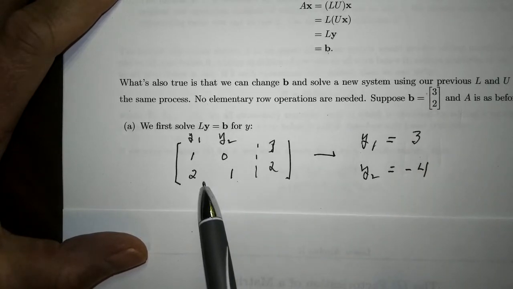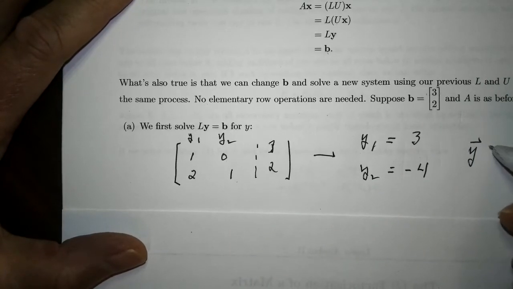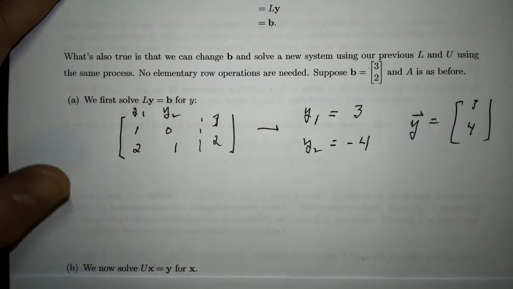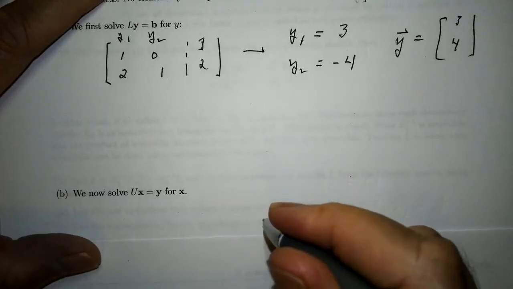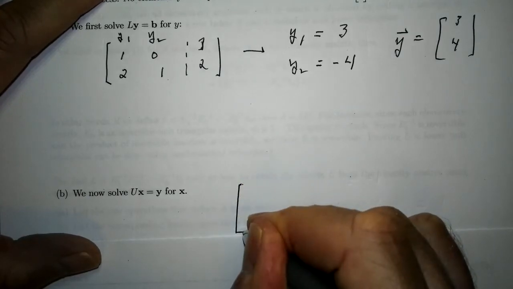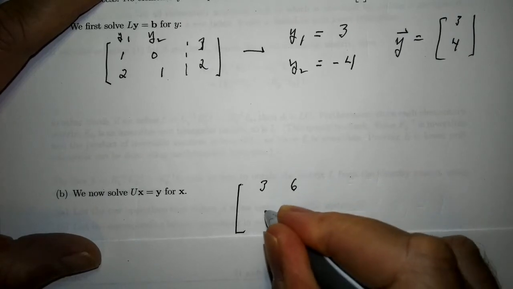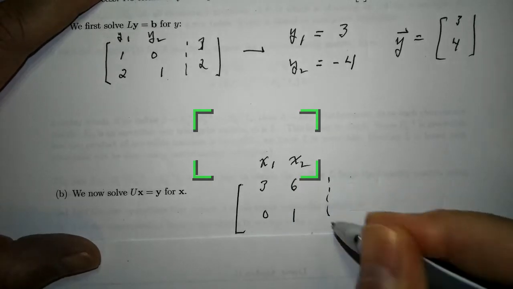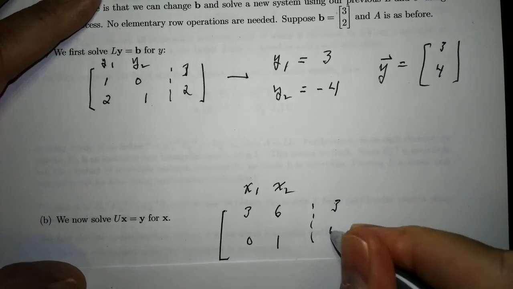Okay, 2y1 plus y2 has to equal 2. So that means the vector y is 3, 4. Now let's go down and use the upper triangular, Ux equals y. We're peeling off the next layer, so to speak. So let's write U, which is still the same. It was 3, 6, 0, 1. Here's x1, here's x2. Now I'm going to put not b, but this 3, 4 that we computed above.